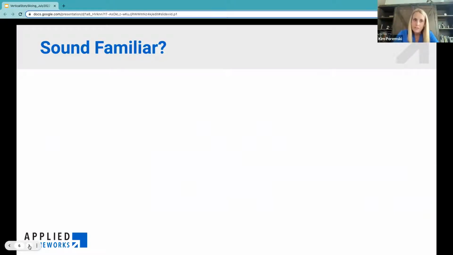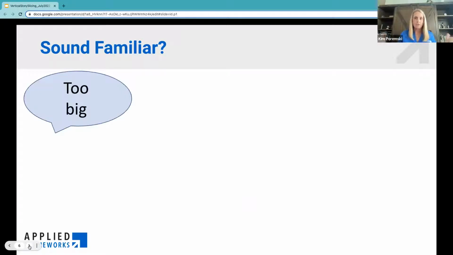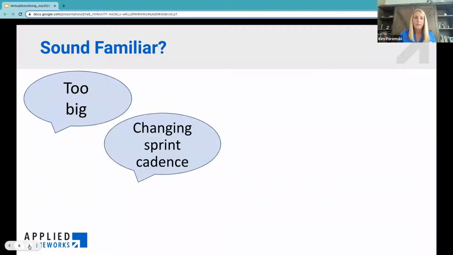So in all of my years of coaching agile teams, these are some of the things that I have encountered along the way. I have teams that struggle because the stories are simply too big and they just can't possibly fit them into a sprint. They know they want to, they know they don't want carryover, but they just can't figure out how to do so. I have actually had teams change their sprint cadence. They might be operating on a 2-week sprint and they say, oh, we couldn't quite get this story done, so we're going to just extend the sprint a little bit. We're going to maybe make it 3 weeks.